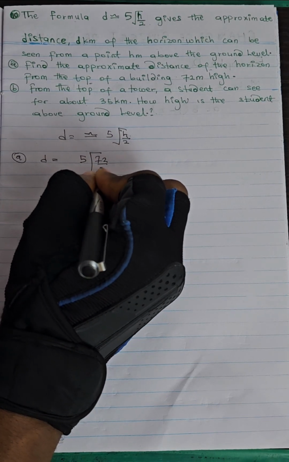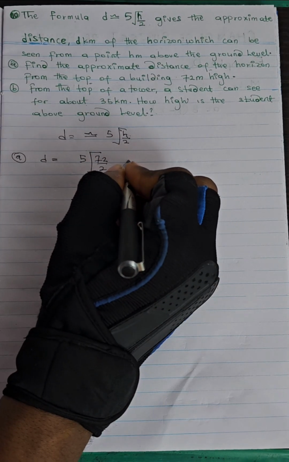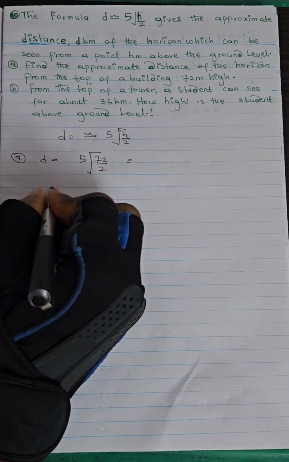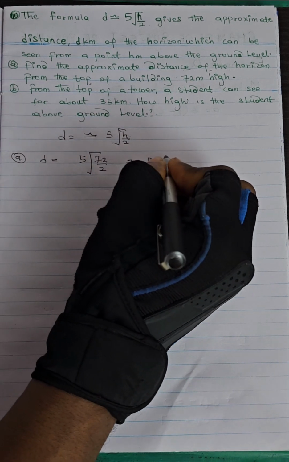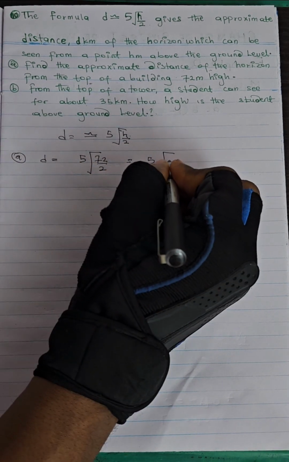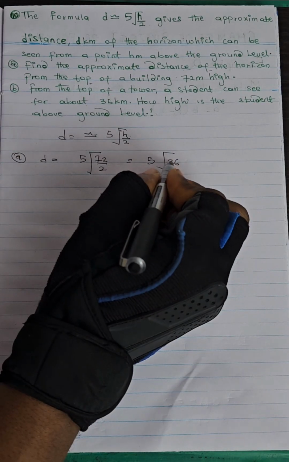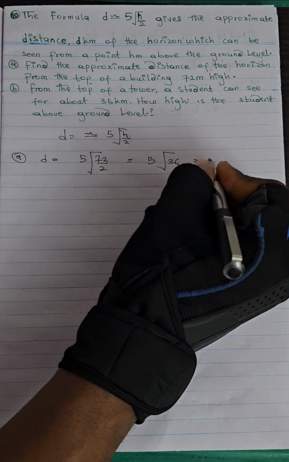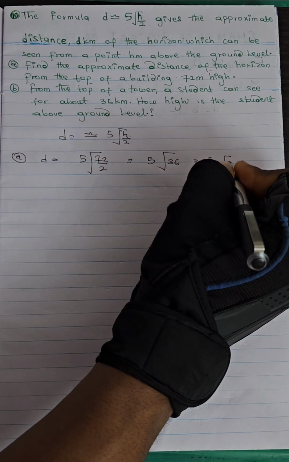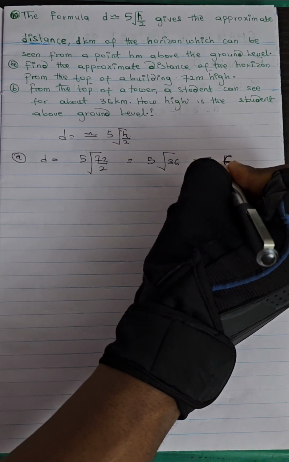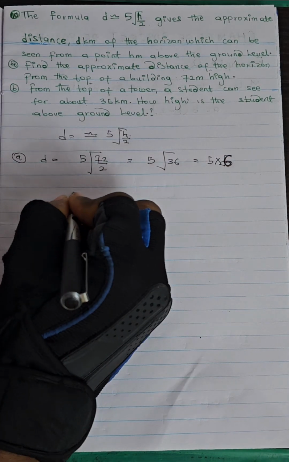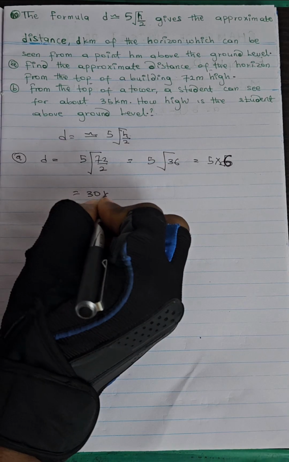That's 72 over 2. So this will be equal to 5 times root of 72 over 2, which is what? 36. We all know that the square root of 36 is what? This is the same thing as 5 times the square root of 36. The square root of 36 is what? 6. So let's say 5 times 6. So the final answer for this one is 30 kilometers.